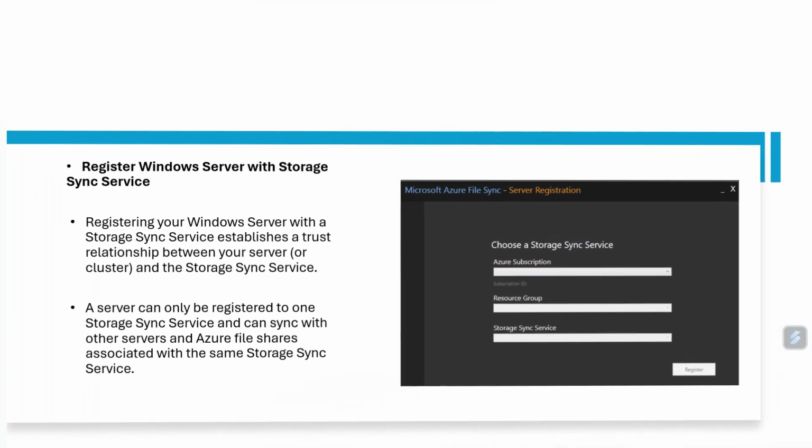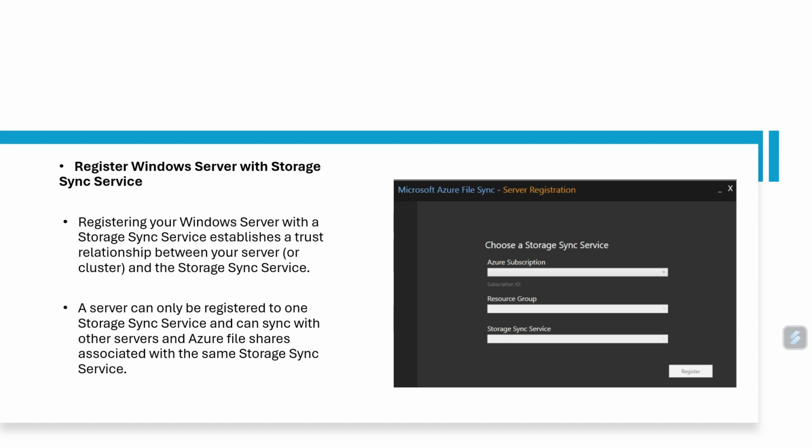Besides that, you need to register Windows Server with the storage sync service. This interface will pop up after the installation of the AFS agent. You need to select your respective subscription, the resource group, and then the storage sync service that you created in the last step. Registering your Windows Server with the storage sync service will establish a trust relationship between your server and the storage sync service. A server can only be registered to one storage sync service, as I told you before.